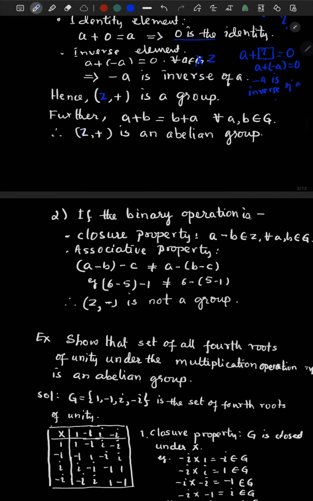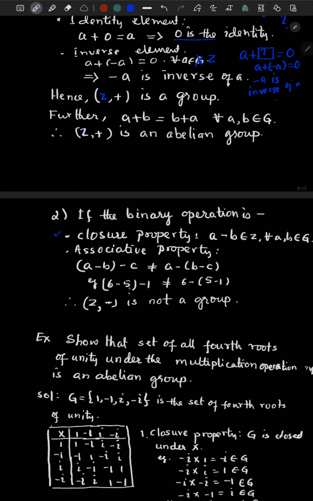If the binary operation is minus, then the closure property is true. Two integers, their difference is going to be again an integer. So closure property is true. Whether the associative property becomes true or not. Now (A minus B) minus C is not equal to A minus (B minus C). For example, I have shown here A, B, C. I have taken 6, 5 and 1.